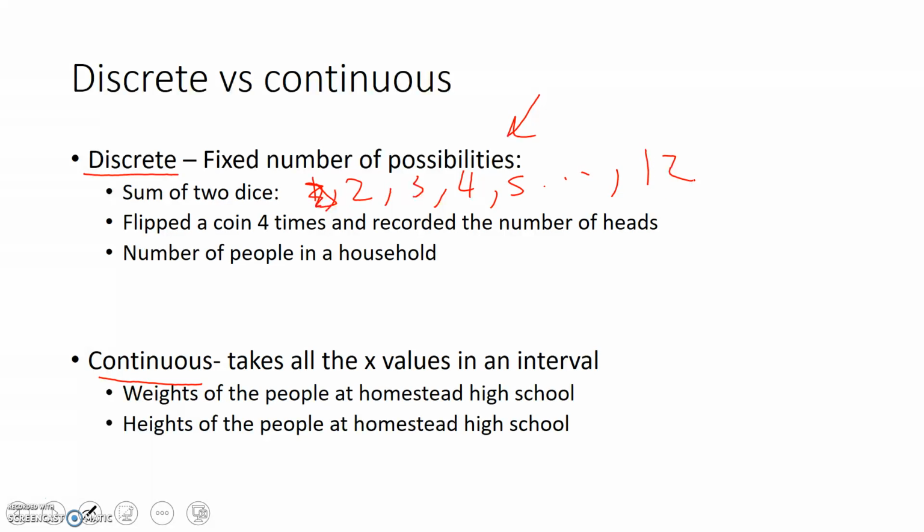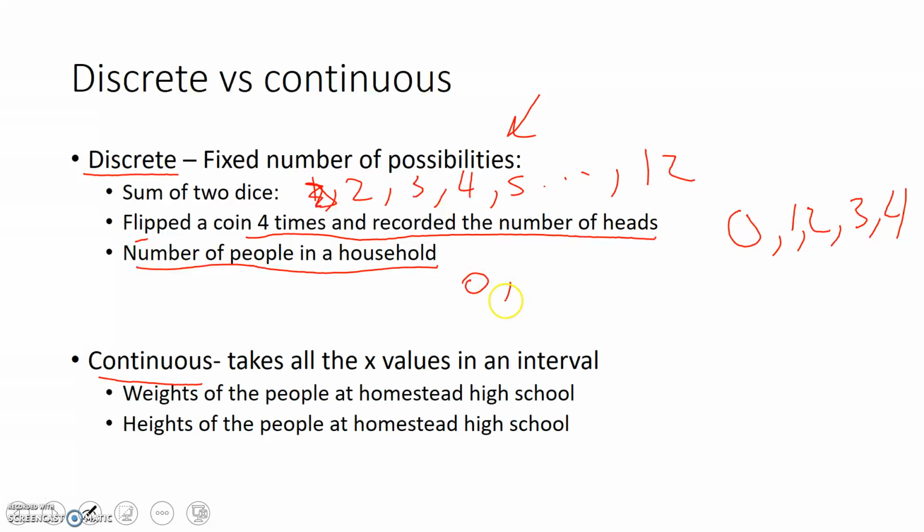You can't get any other outcomes than that. Another thing that would be a fixed number of outcomes is flipping a coin 4 times and recording the number of heads. You could only get 0, 1, 2, 3, or 4. Another thing that would be that way would be the number of people in a household. The only thing you could get would be like 0, 1, 2, 3, and we could keep going up, but there's only so many people you could actually fit inside a house.